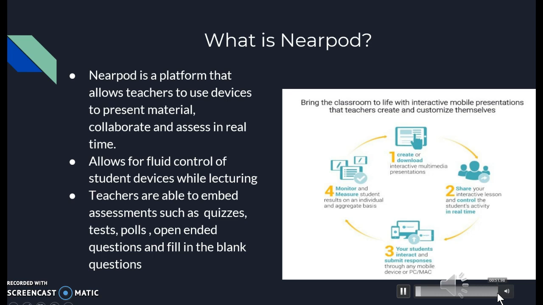What is Nearpod? Nearpod is a platform that enables teachers to use their tablet to manage content on a student's mobile device. It combines presentation, collaboration, and real-time assessment tools into one integrated solution. Nearpod allows for fluid control of students' devices while lecturing. Nearpod allows teachers to employ a series of different tools while in lecture.